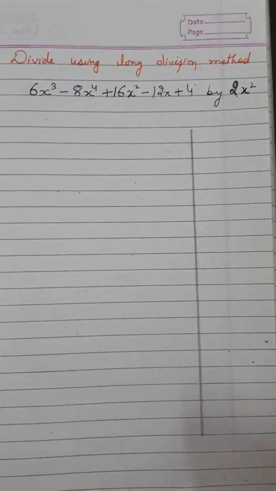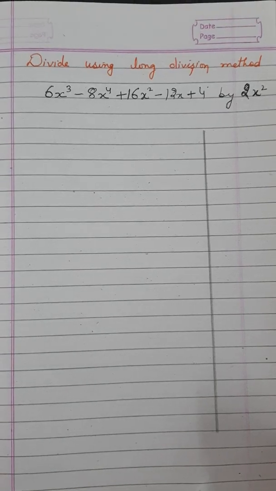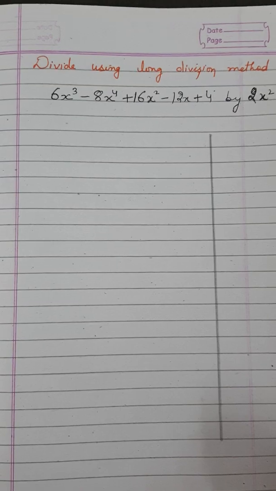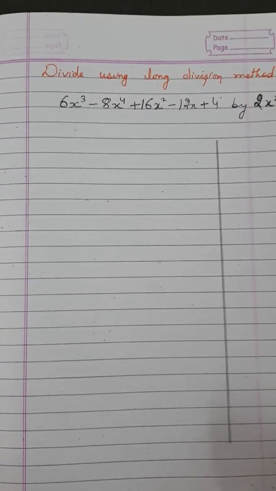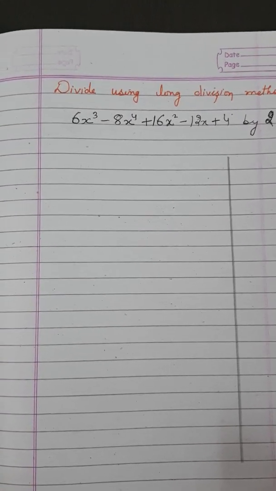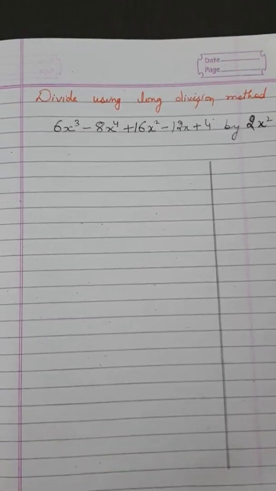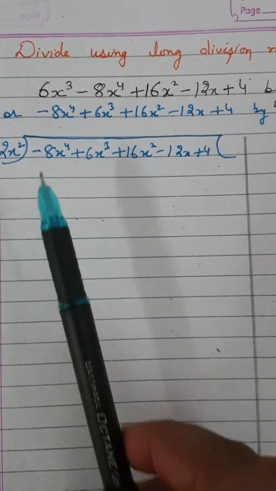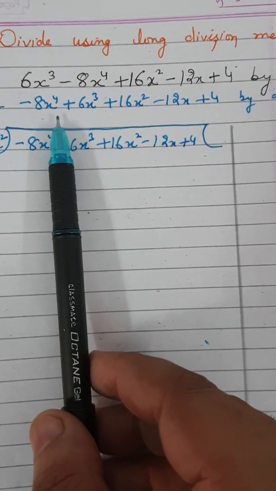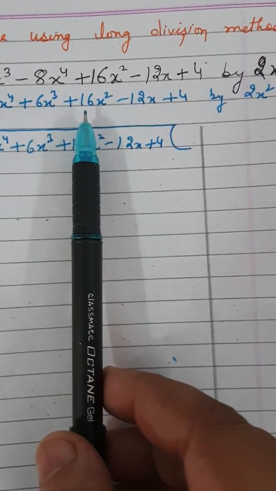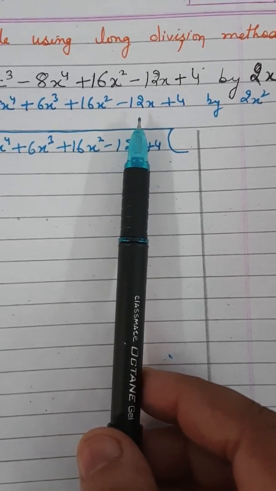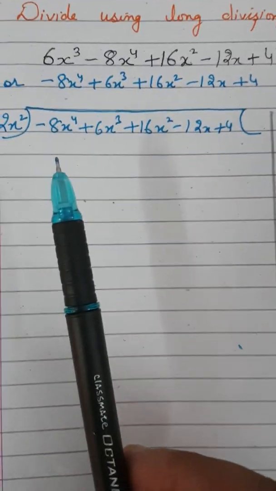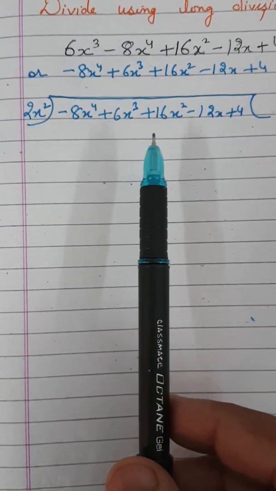So you can see that 6x cube minus 8x raised to power 4 plus 16x square minus 12x plus 4 is not in standard form. So the first step is to keep it in standard form. So we have set the data in standard form. You can see that minus 8x raised to power 4 plus 6x cube plus 16x square minus 12x plus 4 is to be divided by 2x square. So we have set this in standard form of long division.